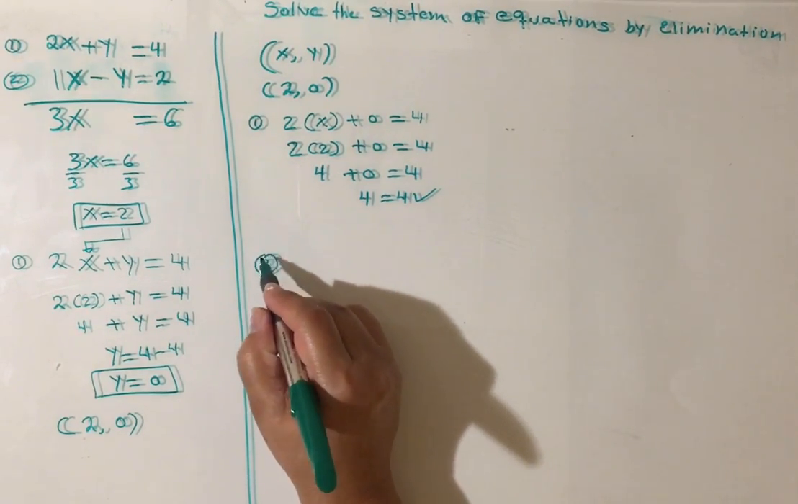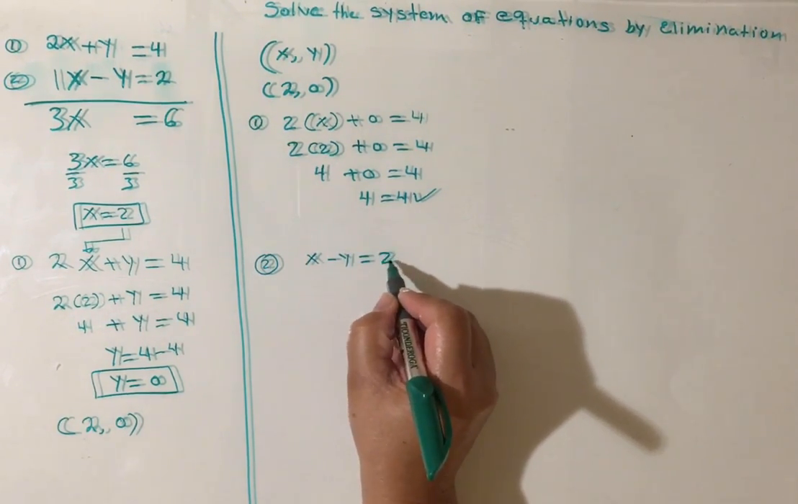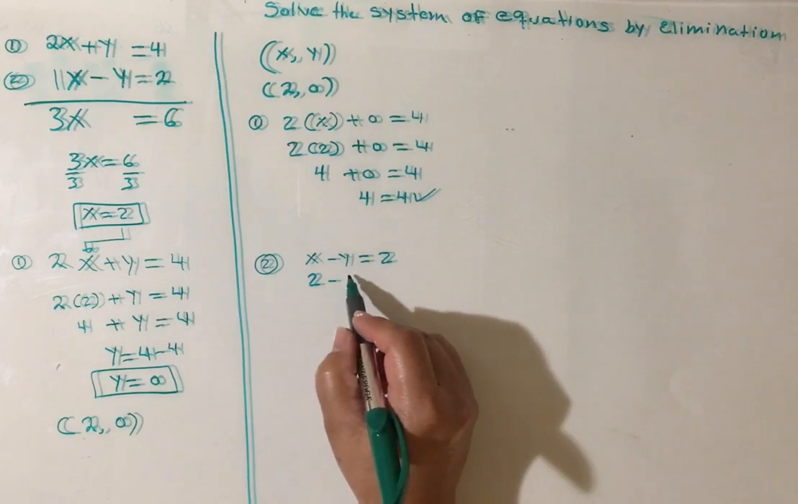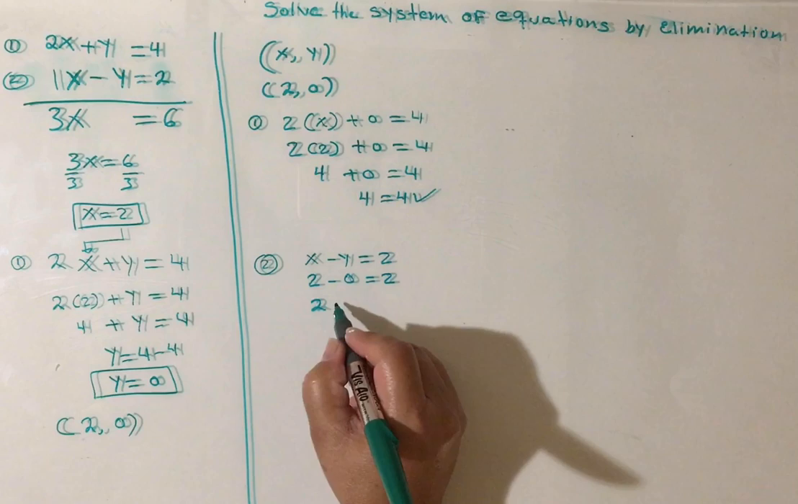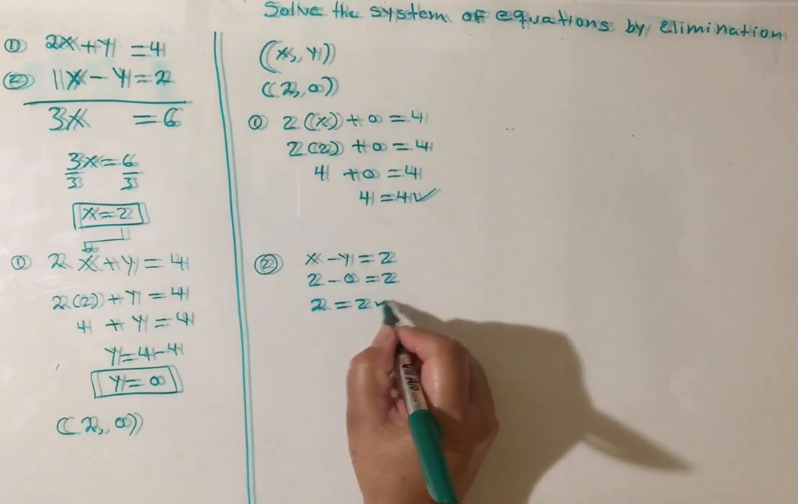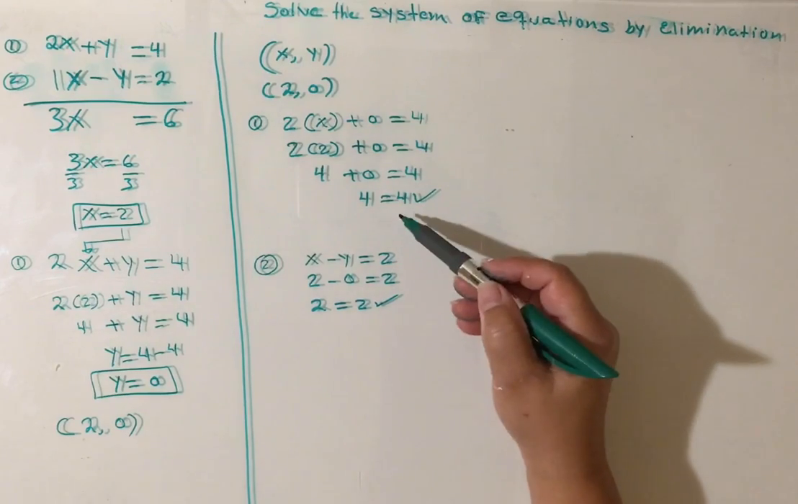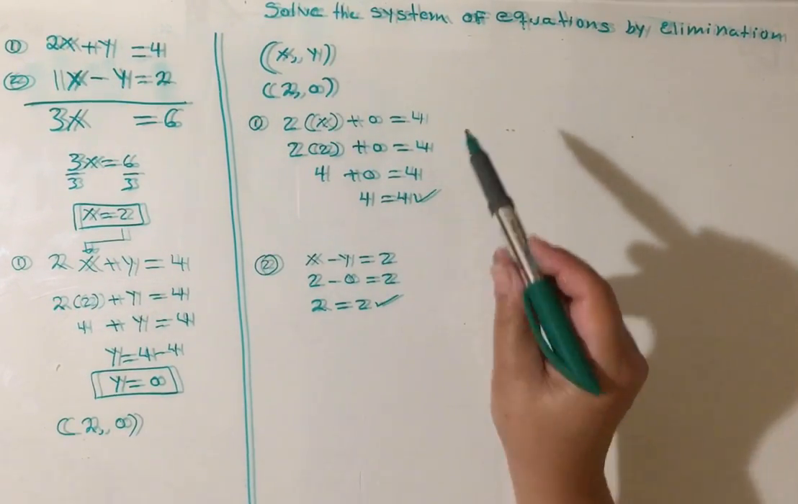So let's do the second equation, and I'm just going to write the equation completely over here. In this case, the value of x is 2 and the value of y is 0. And this is 2 minus 0, which is just 2, equals 2. So in this one, it also works, right? So this proves that the solution (2, 0) is correct.